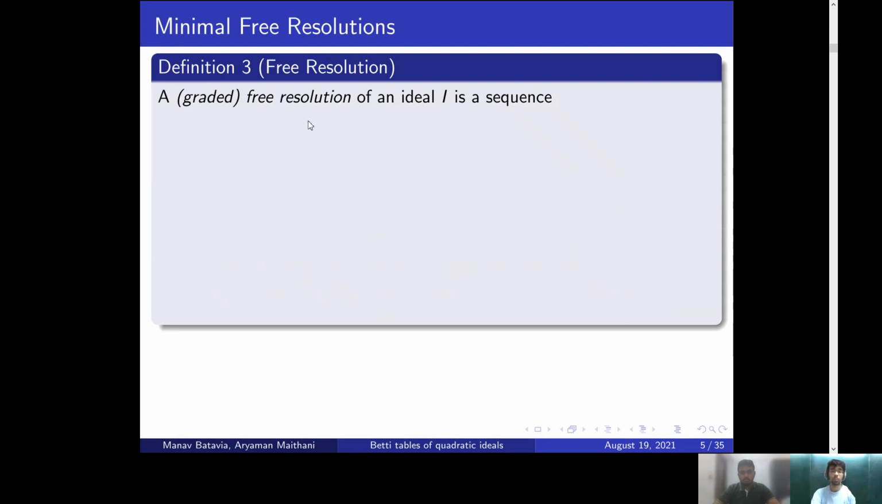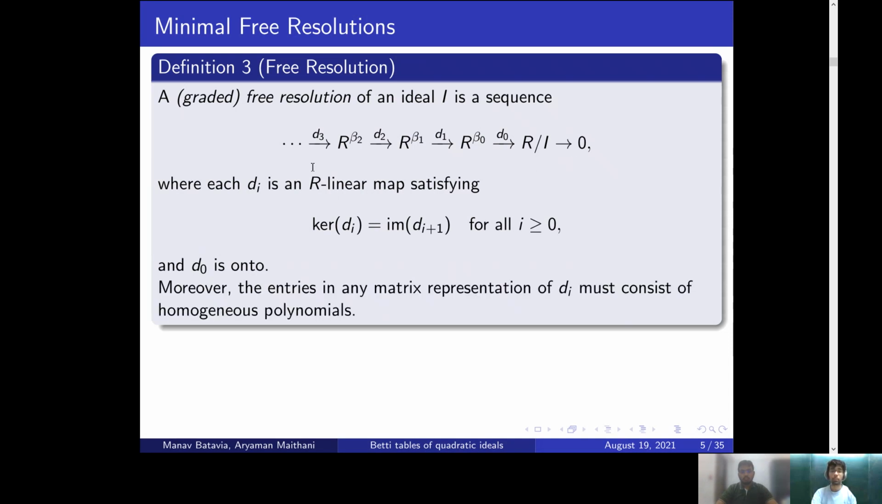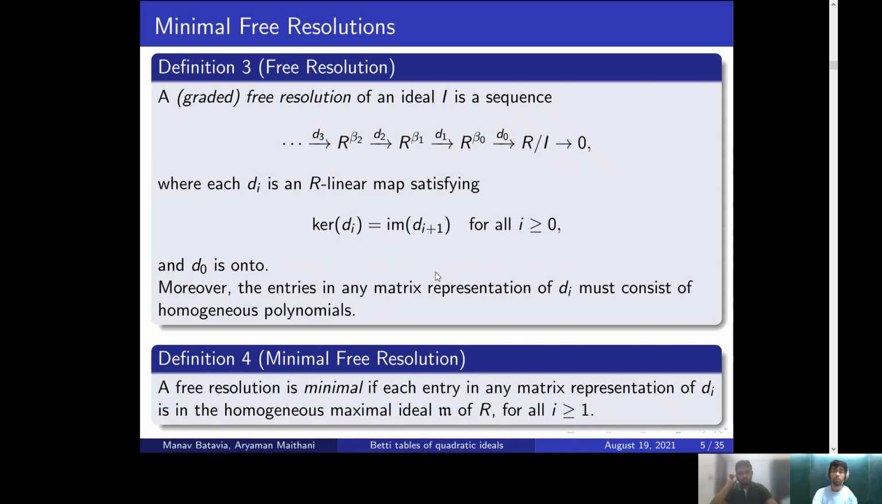A graded free resolution, or simply a free resolution, of an ideal I is a sequence of this form. So we have these free modules and linear maps between them such that each d_i satisfies this exactness condition and d_0 is onto. So we are simply saying that this complex is exact. Moreover, the entries in any matrix representation of d_i must consist of homogeneous polynomials. And we say that a resolution is minimal if each entry is not just homogeneous, but actually in the homogeneous maximal ideal. So we don't have any units. And it can be verified that these definitions are independent of which matrix representation we pick.